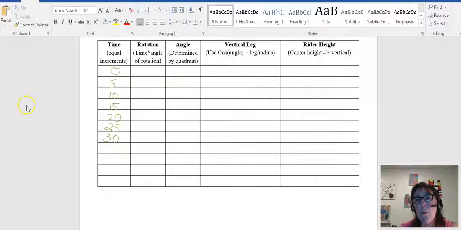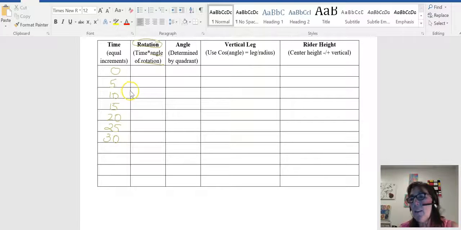Some Ferris wheels take an exorbitant amount of time, such as an hour. If you don't want to do 0 through 60, you can at least do 0, 2, 4, 6, 8, 10, etc. The next column in your spreadsheet is your rotation time. Your rotation time is simply the amount of time it took times that angle of rotation.